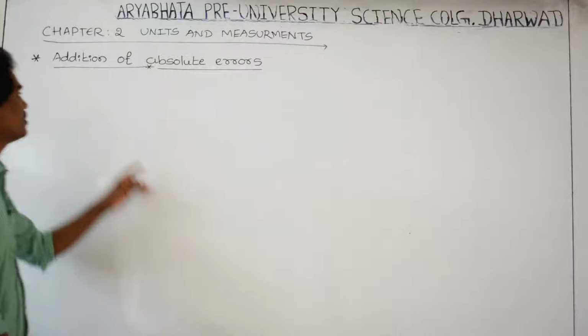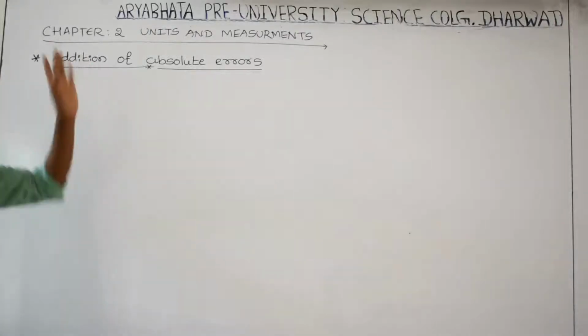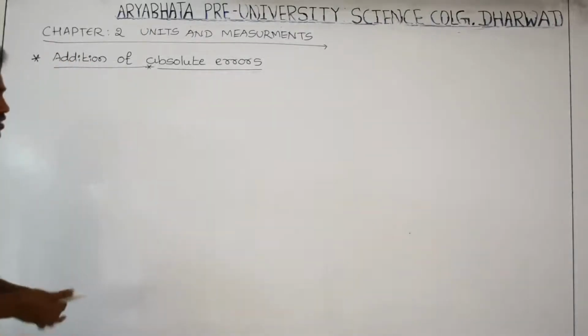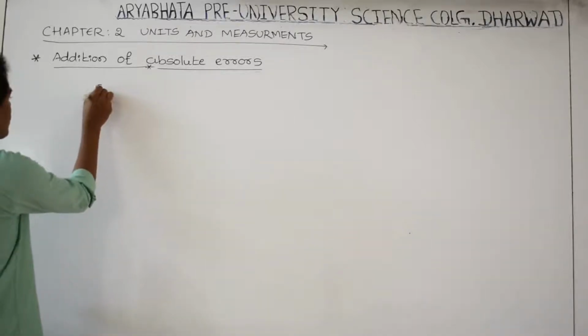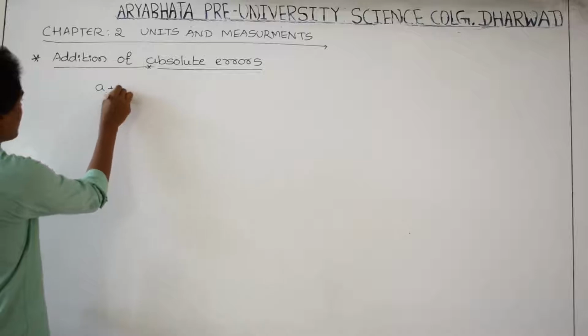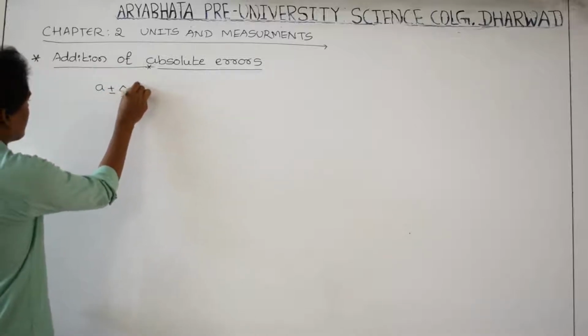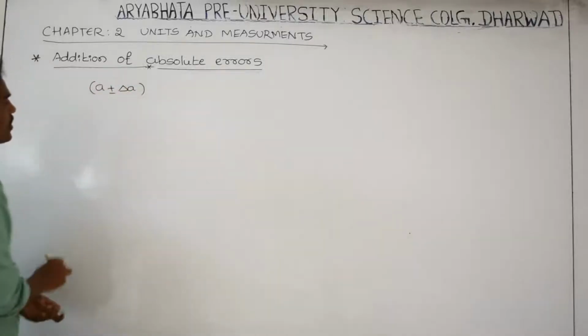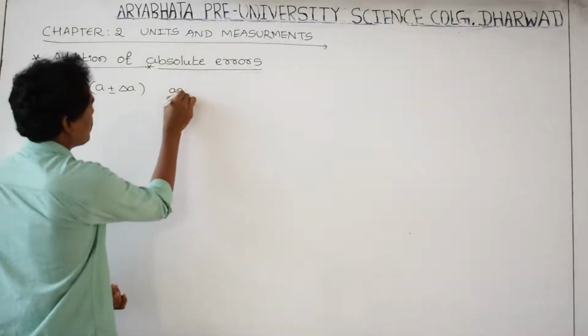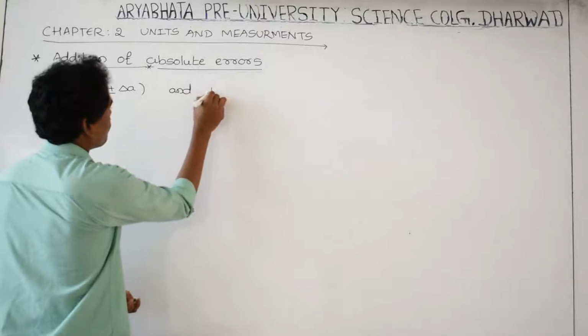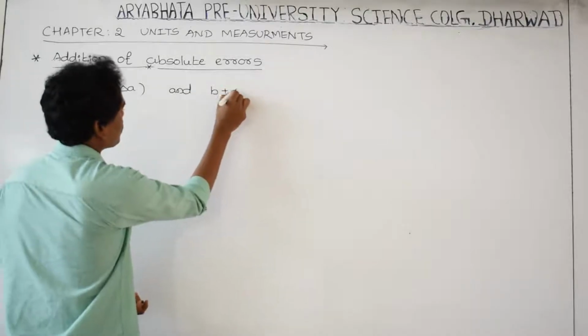The first method that I am discussing is how to add errors. Let us take this as A plus or minus delta A. This is one physical quantity, and I am taking another measured quantity as B plus or minus delta B.